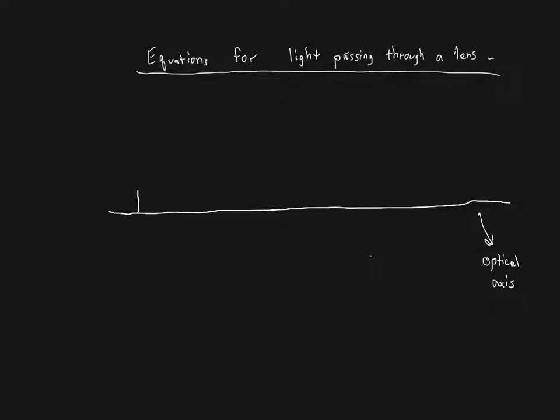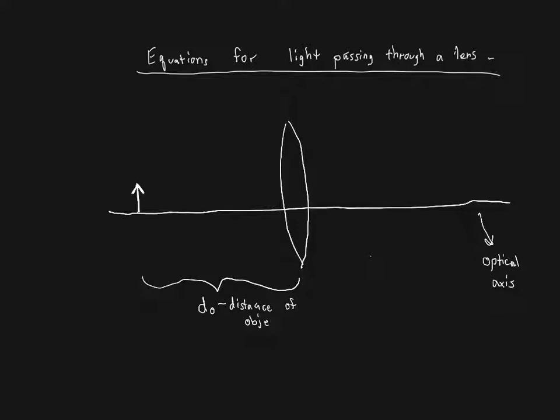We draw some object. This is something that we're going to use to make an image of through an actual lens, and we'll choose a converging lens for no particular reason. So this object is some certain distance away from my lens, from the middle of my lens. I call that D0, the distance of my object. And to fully describe this object, I also need to know how tall it is, so we can describe its height above the optical axis as HO, the height of the object.